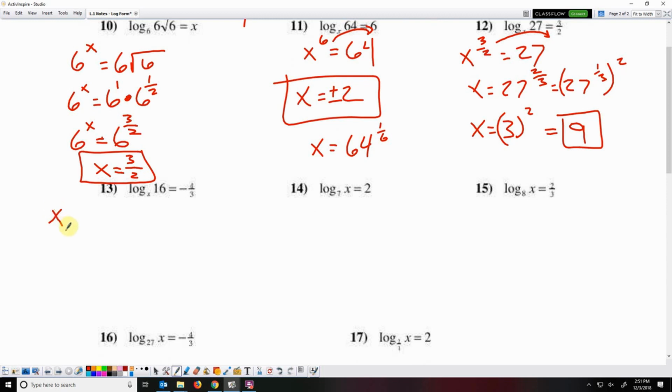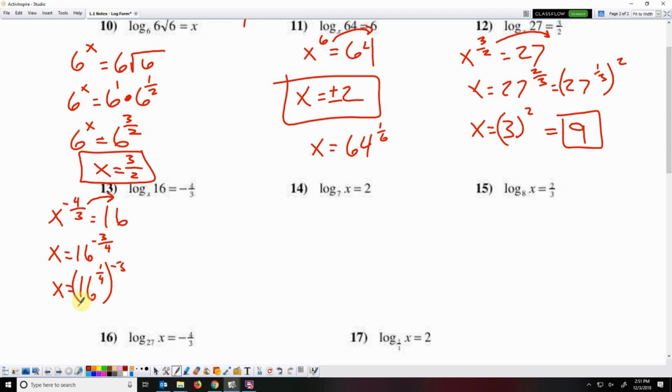So next is x to the negative 4/3 power equals 16. I'm going to bring that over here, and it's going to be the reciprocal power. X equals 16 to the negative 3/4 power. And I'll split that up just like I did right here. So x equals 16 to the 1/4 power to the negative 3rd power.